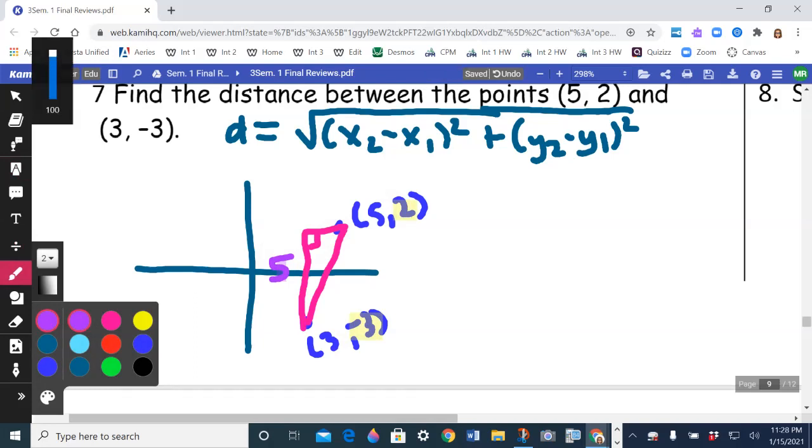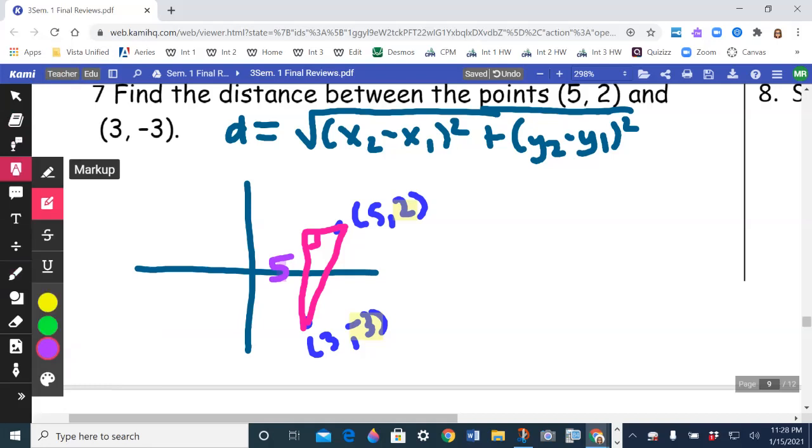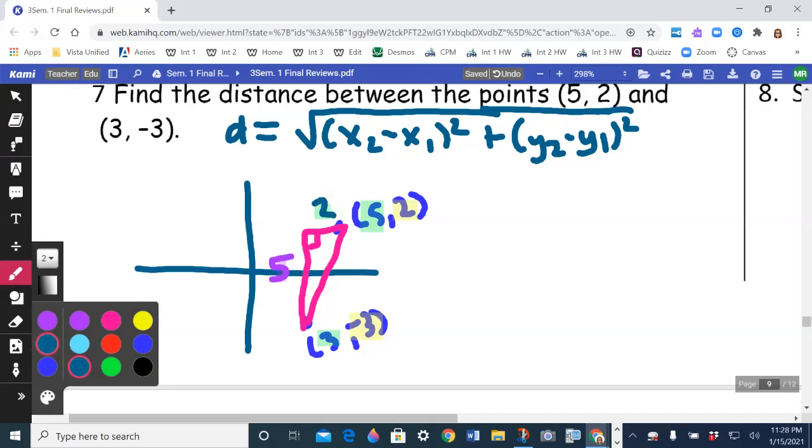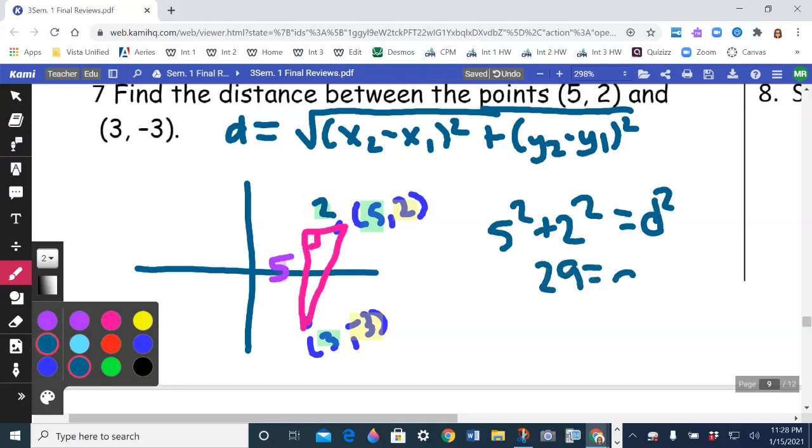And then when I'm looking at my x's, and I'm looking at my 5 and my 3, so 3 to 5 is going to be 2. Whoops, I forgot my pen. So then what I'm going to do is 5 squared plus 2 squared equals c squared, or distance squared, honestly. Here, I'll put D for distance squared. So I get 29 is equal to D squared. So the square root of 29 is equal to your distance.